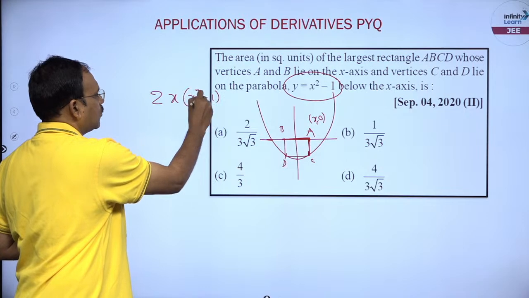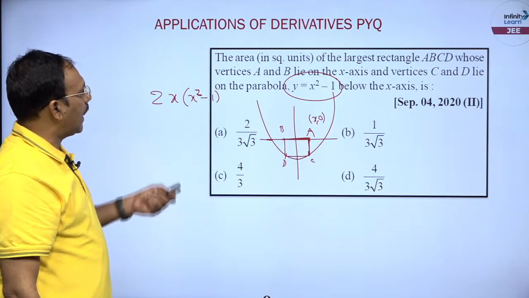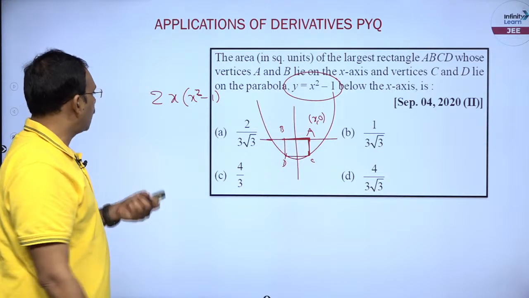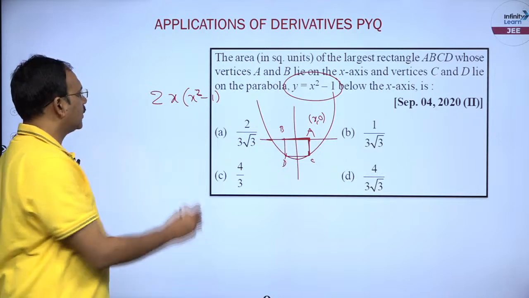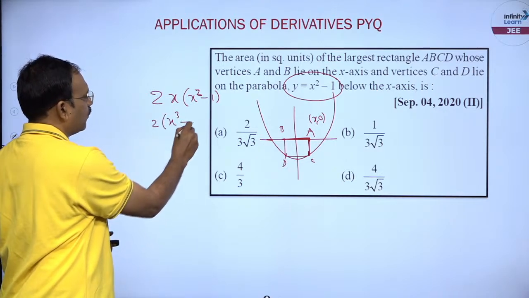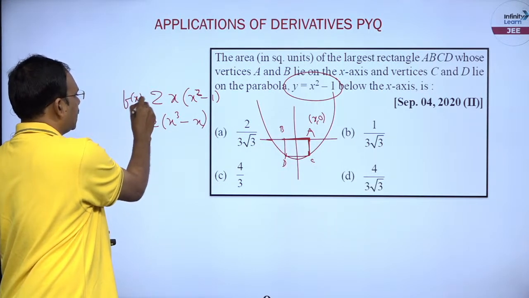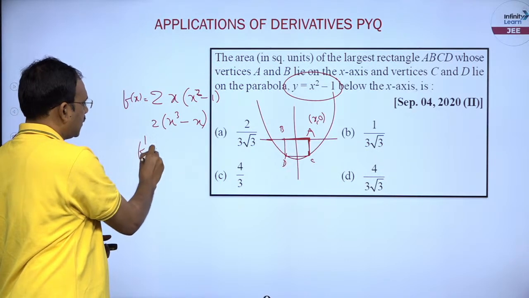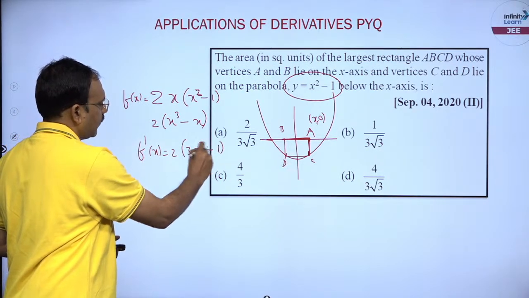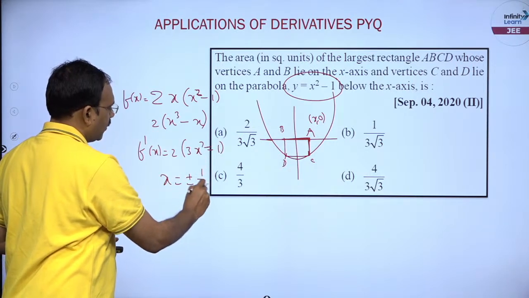Yes, this is going to be the area of the rectangle, which I have to find the maximum, largest rectangle he is asking. So, maximum value you have to take. So, the derivative you can take 2 into x cube minus x, find its derivative. This is f of x friends, its derivative f dash x is going to be 2 into 3x square minus 1. So, derivative becomes 0 when x is plus or minus 1 by root 3.